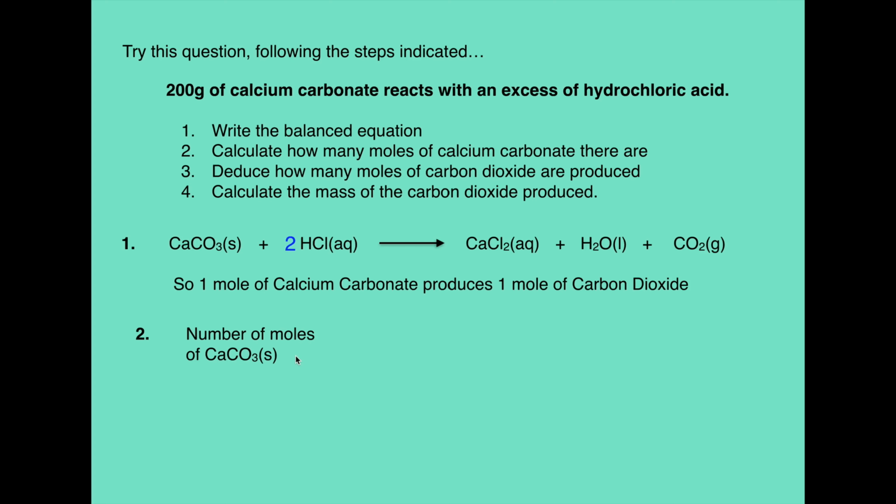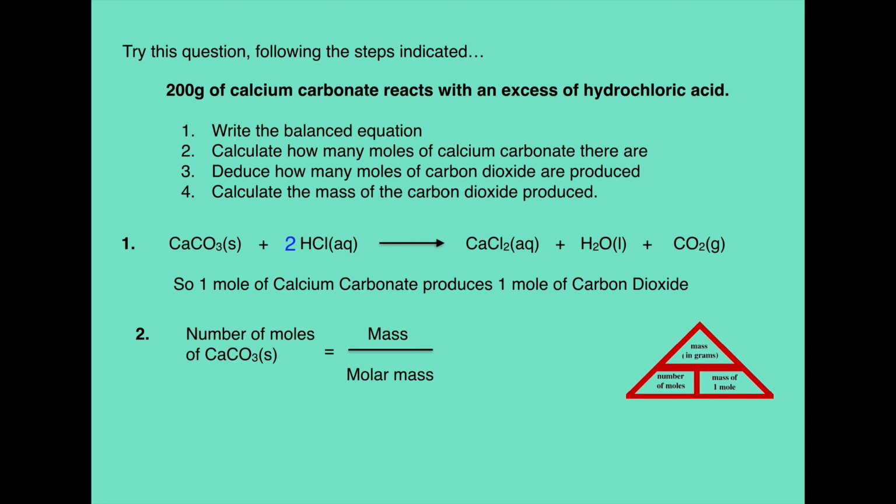But how many moles of calcium carbonate do we have? Well, we need our friend, the mole equation, don't we? So the number of moles is the mass you have divided by the mass of 1 mole. Mass divided by the molar mass. We've got 200. That comes from the question. The molar mass is 40 for calcium, 12 for carbon, and 3 times 16 for the oxygens. So it beautifully works out, the denominator here, to be 100. 200 divided by 100 gives me 2 moles. I have 2 moles of calcium carbonate.